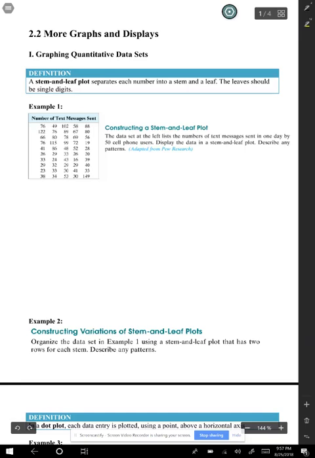In section 2.2, we're going to look at some more graphs and displays of data. So it's kind of a continuation of section 2.1. The first thing we're going to look at is a stem and leaf plot.